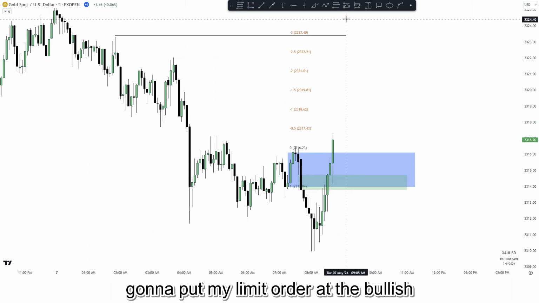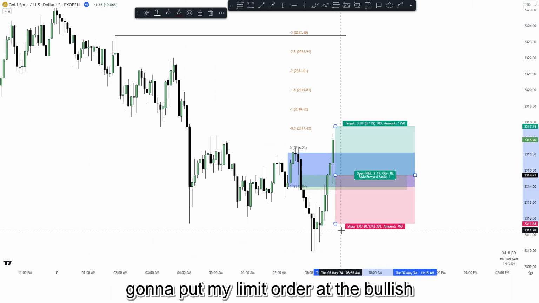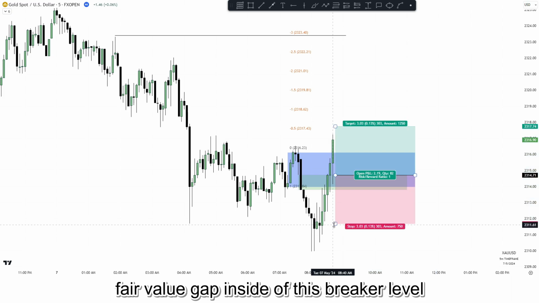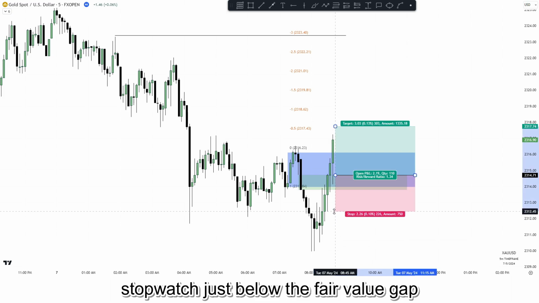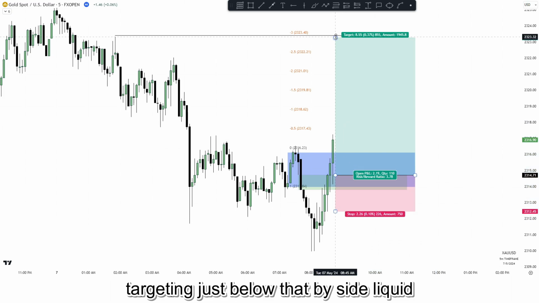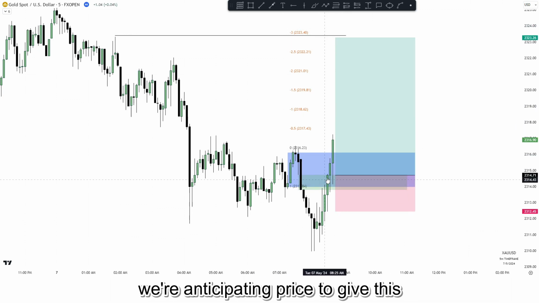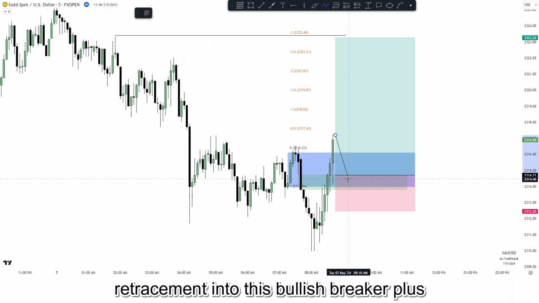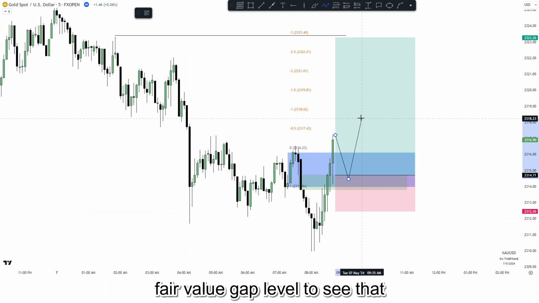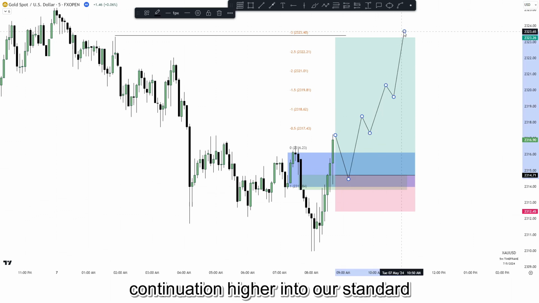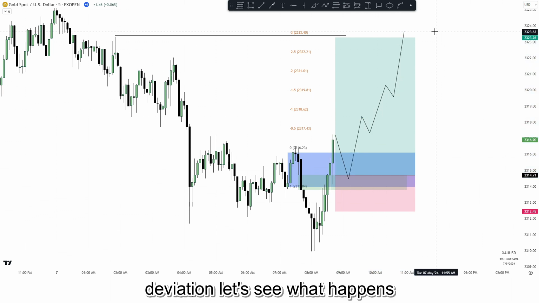So I'm going to put my limit order at the bullish fair value gap inside of this breaker level. Stop loss just below the fair value gap, targeting just below that buy side liquidity, just in case we're a little too precise. So we're anticipating price to give this retracement into this bullish breaker plus fair value gap level to see that continuation higher into our standard deviation. Let's see what happens.